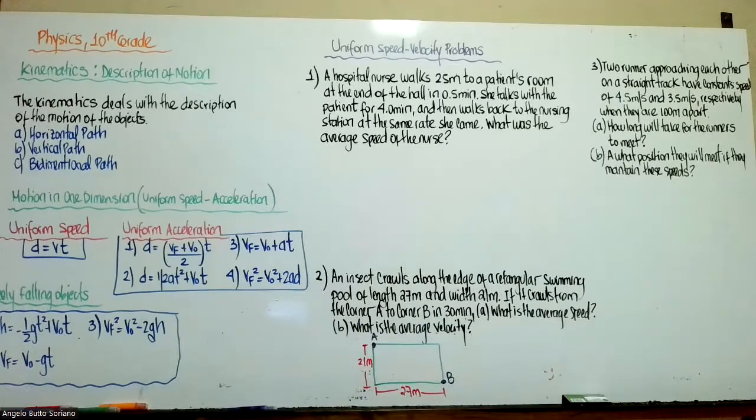Okay, so let's start with motion in one dimension. In this case, we're going to establish the difference between uniform speed, velocity and acceleration. First of all, before talking about uniform acceleration, we want to establish the difference between distance and displacement, and the same happens with speed and velocity. But before that, we must define the difference between a scalar and a vector.